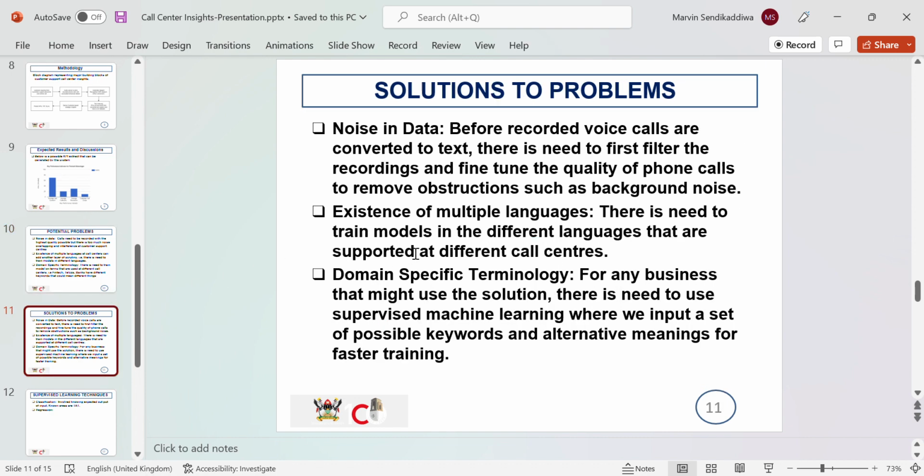So the solutions to these problems are: one, for the background noise in the phone calls, before this data is passed into the automatic speech recognition, it will need to be refined, or go through a filter to remove the background of the phone call. Second, for the multiple languages, we will need to train the models to work in different languages. For our domain, we are going to work with Uganda and English. And for the specific terminology, I'm going to explain this shortly where we talk about supervised learning.